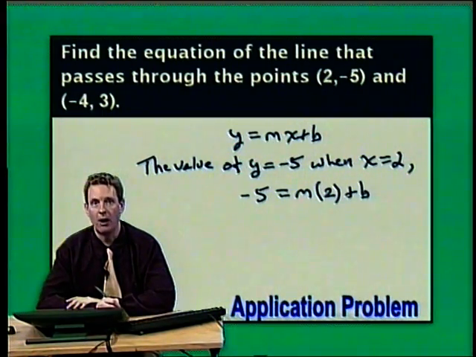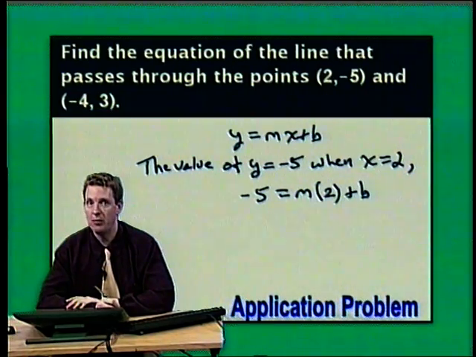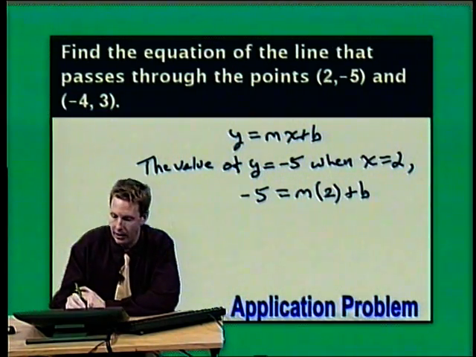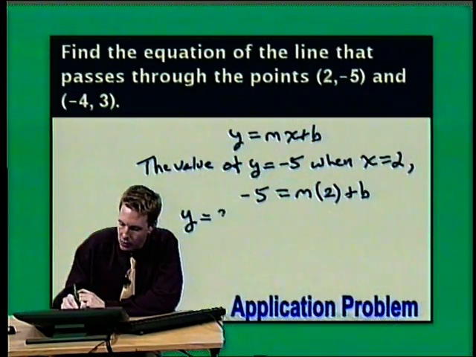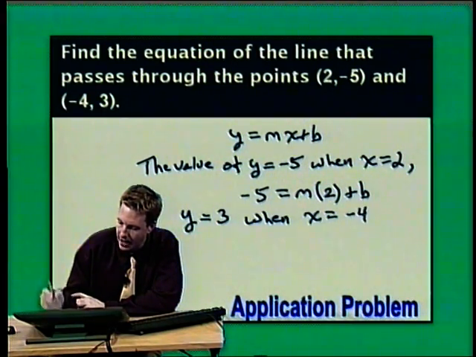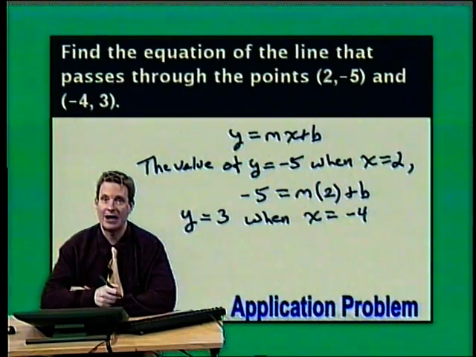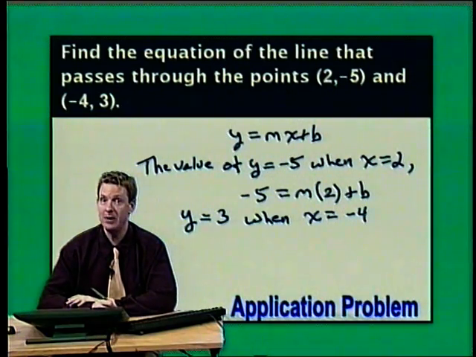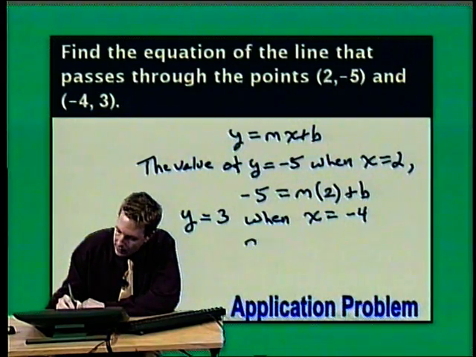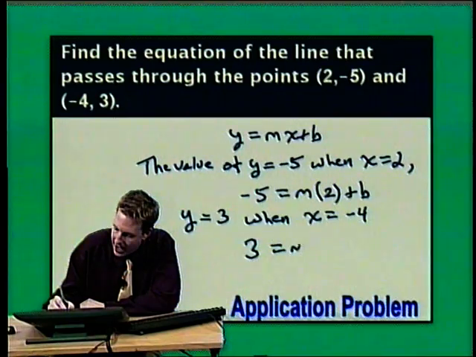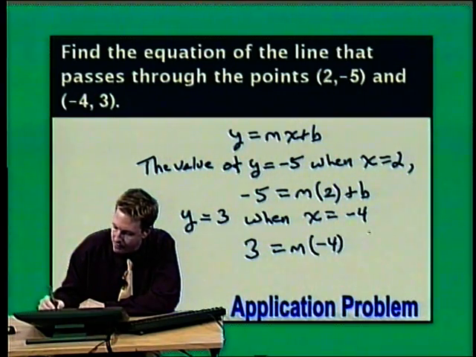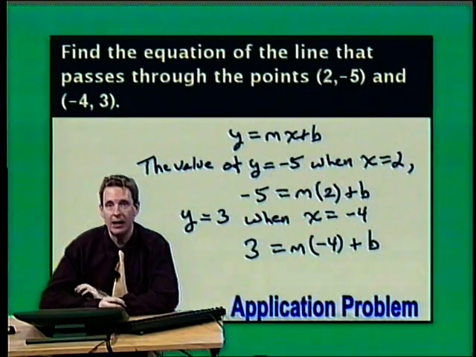In other words, it has got to be the case that -5 equals m times 2 plus b. What's the other thing we know? We know that the line passes through the point (-4, 3). Y equals 3 when x equals -4. Since these numbers, when substituted for y and x respectively, satisfy the equation, it has to be the fact that 3 equals m times -4 plus b.